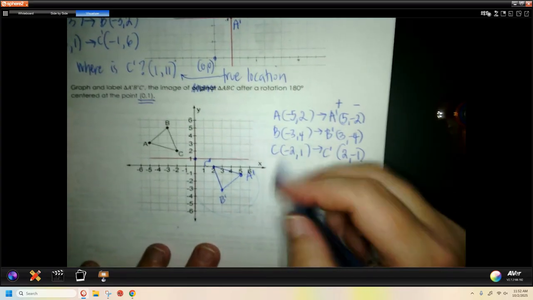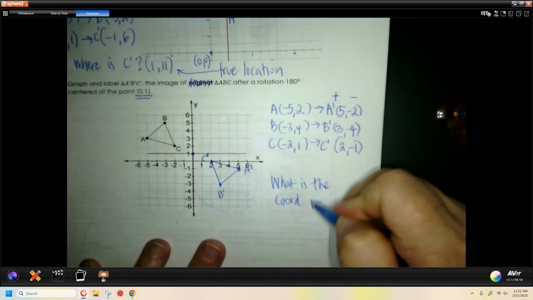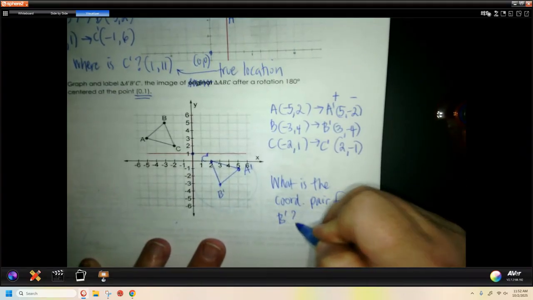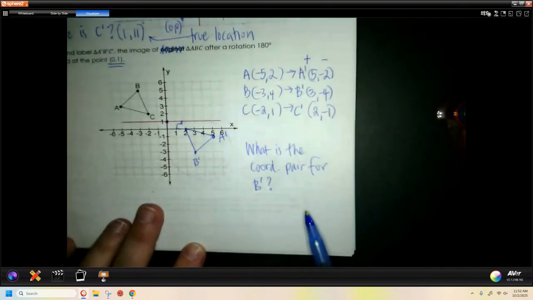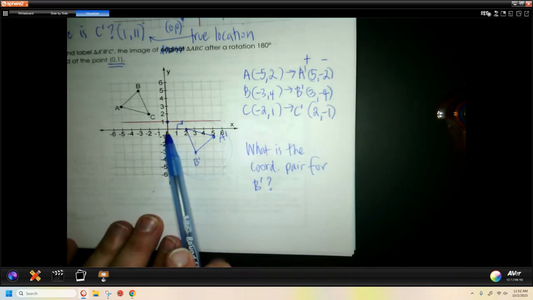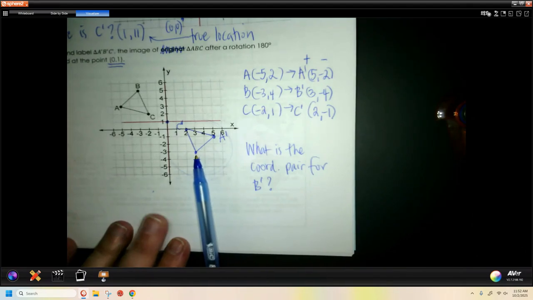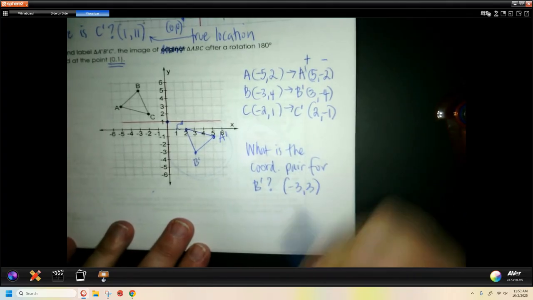The next thing it could just say is, hey, what is the coordinate pair for B prime, right? And that means we're not putting this answer. We got to go back to the origin and go to B prime. So it's over 3, down 3, right? Do you see how that's the true location on the coordinate plane? Okay. Over 3, down 3.